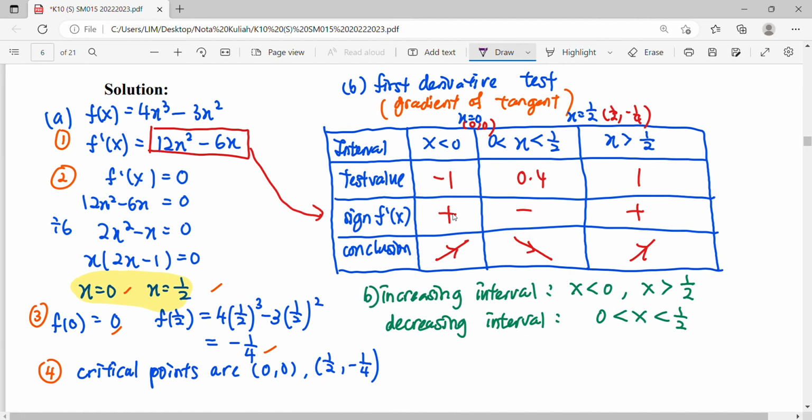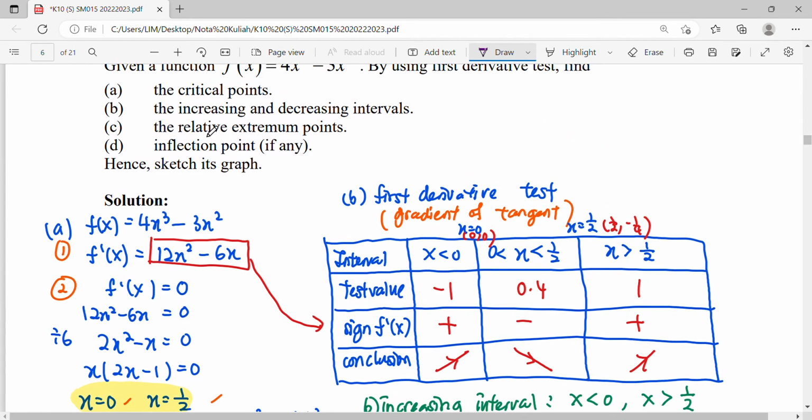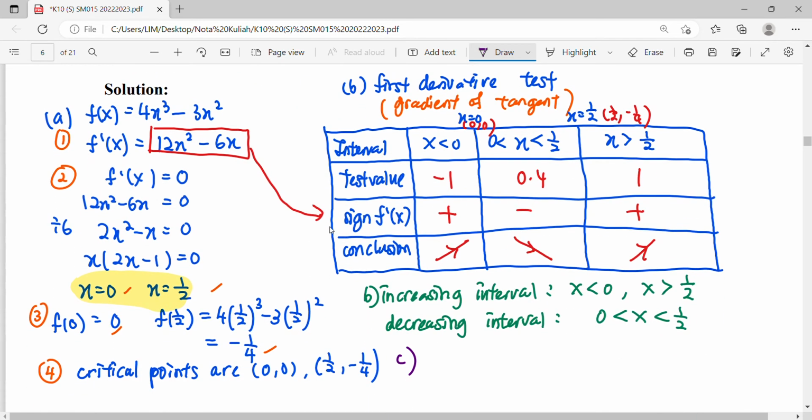At the same time, with this first derivative test, we can answer question C. What is your relative extremum? Meaning, what is the maximum and what is the minimum? Extremum means maximum and minimum. So from here we can answer that 0, 0 is the maximum point, while 1/2, negative 1/4 is the minimum point.